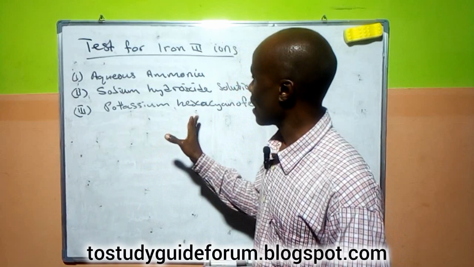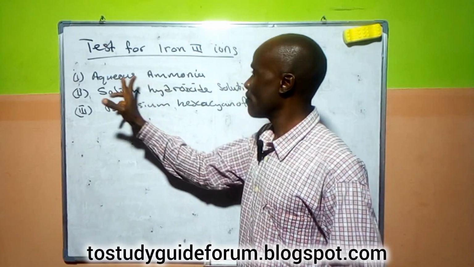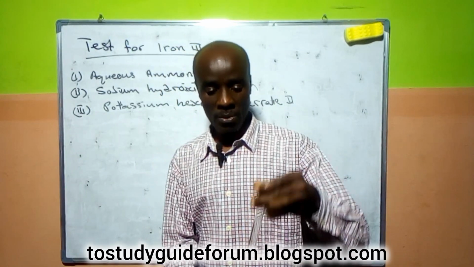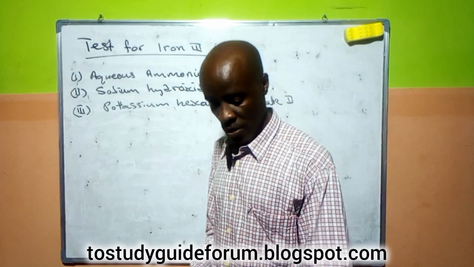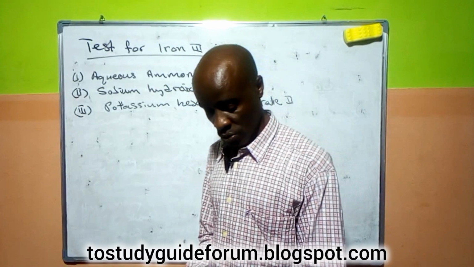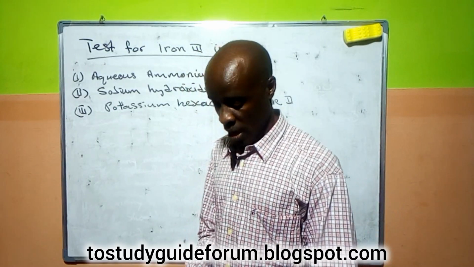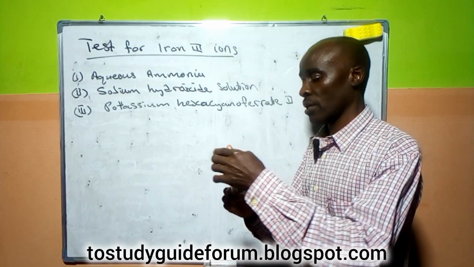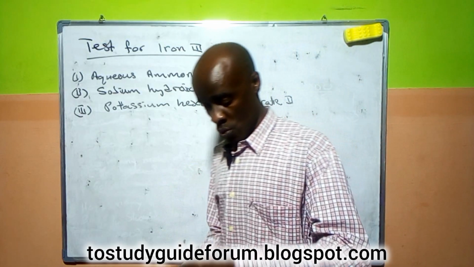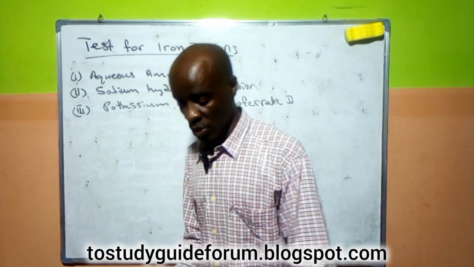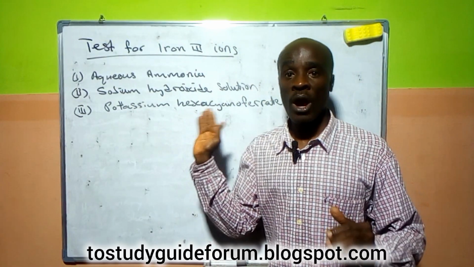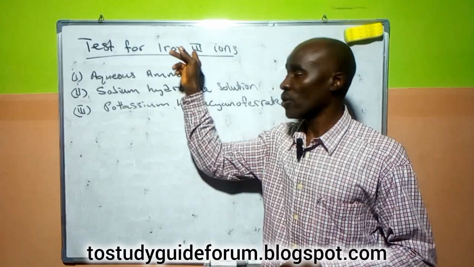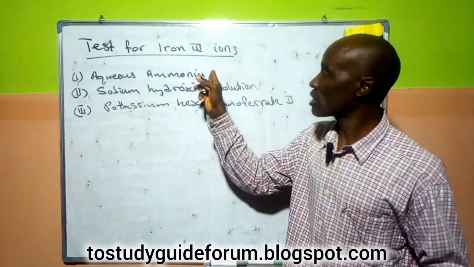So here we're going to be analyzing for iron 3. We have three reagents. We have aqueous ammonia solution. We have sodium hydroxide solution, and we have potassium hexacyanoferrate 2 that we're going to be using. The basic thing we're going to be seeing is what happens in each of these when they combine with iron 3 ion. So the first thing we're going to be doing is aqueous ammonia.